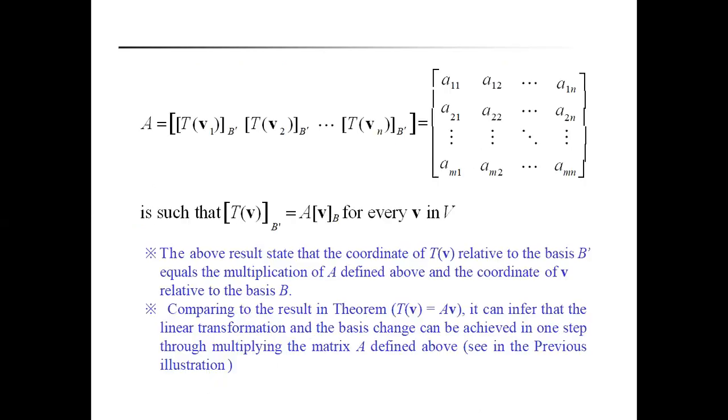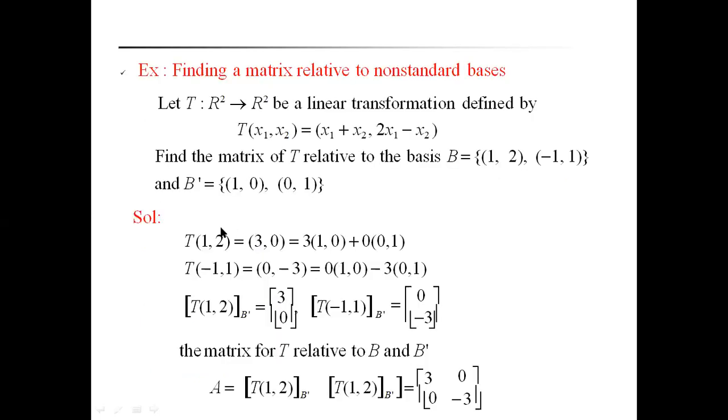Here, to find the matrix of T relative to the bases B and B', what is the formula? The coordinate matrix of T(v) relative to the basis B' is equal to A into the coordinate matrix of v relative to the basis B. This is the formula of the transition matrix you have to remember. By using that formula, you have to find that [T(v)]B' is equal to A into the coordinate matrix of v relative to the basis B.